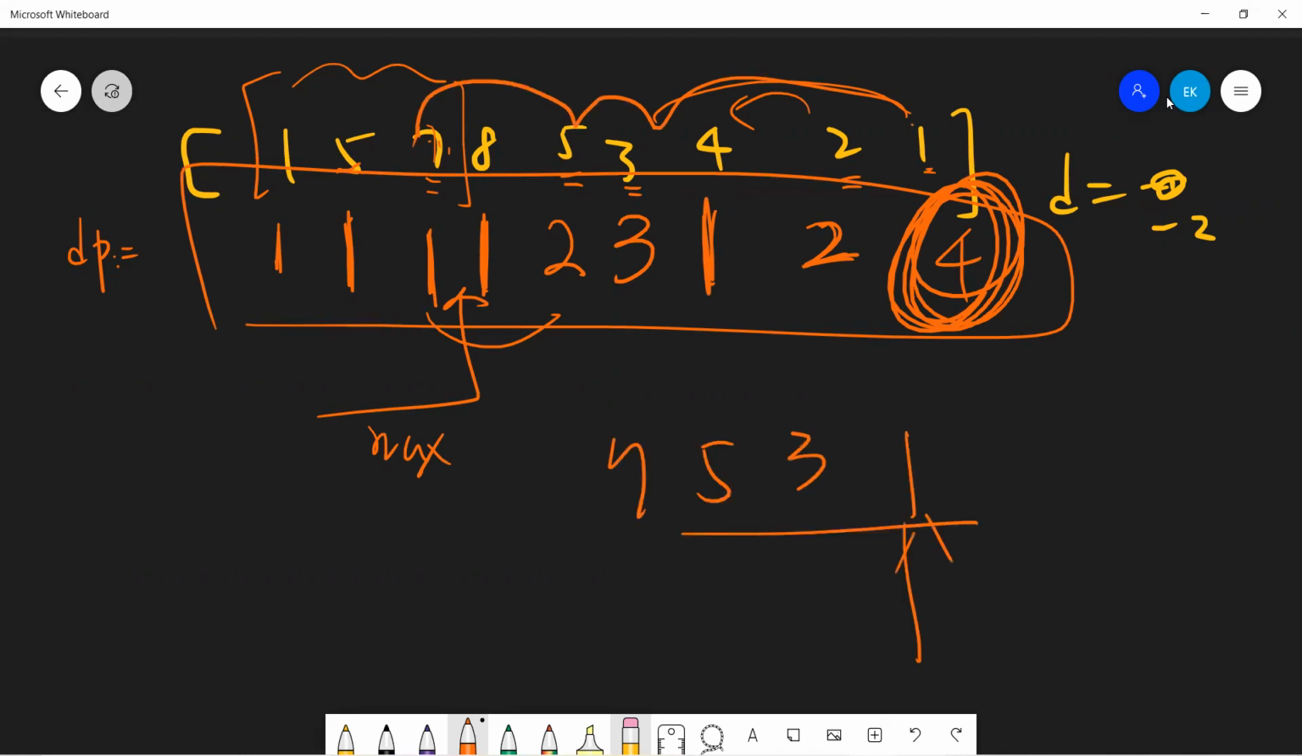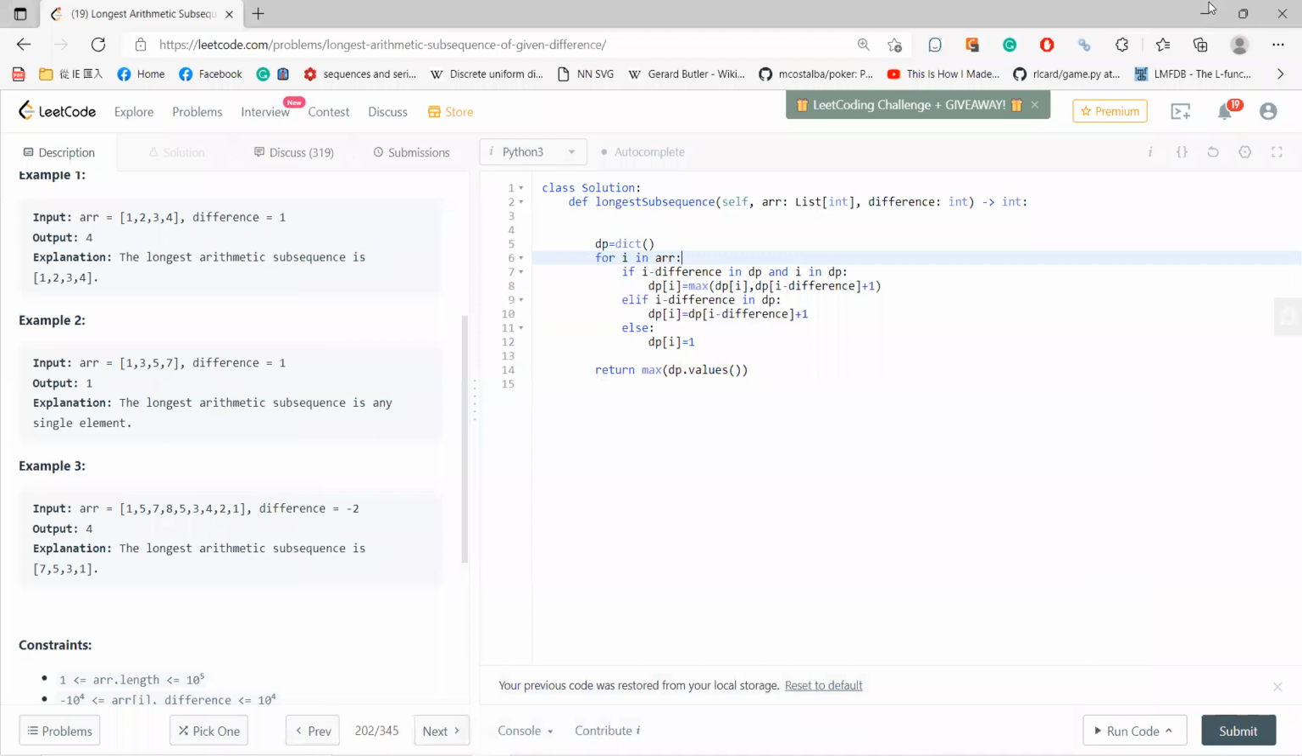Actually, tracing back is unnecessary, because if you know the final one, you can add the difference and pick out everything. So in code with a dictionary: if i minus difference is in DP, then DP[i] equals DP[i minus difference] plus 1. Otherwise, DP[i] equals 1. And take the maximum of the DP values.